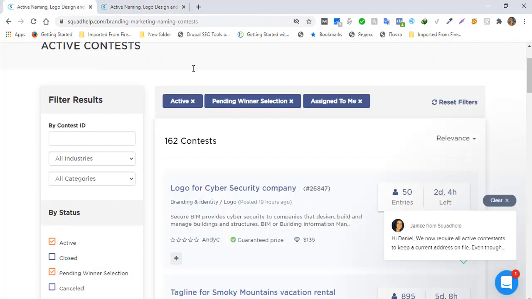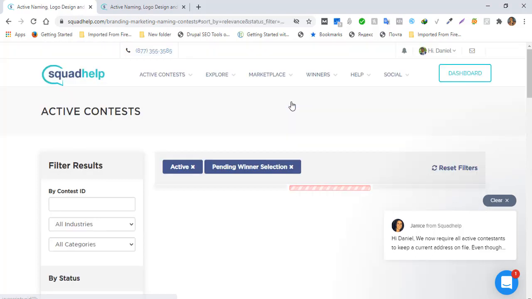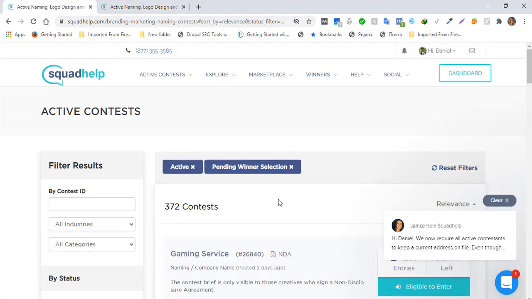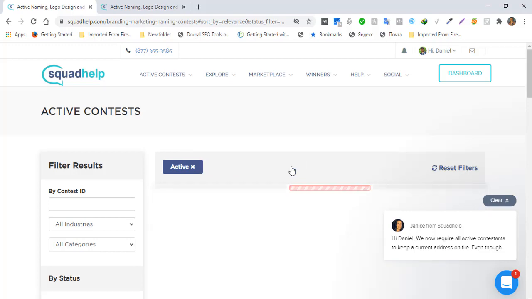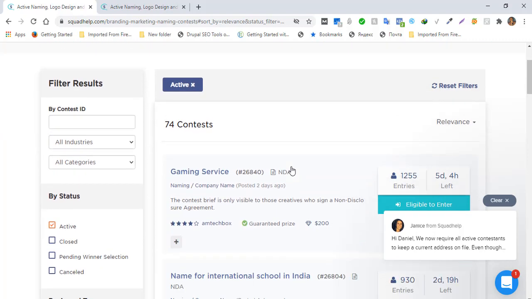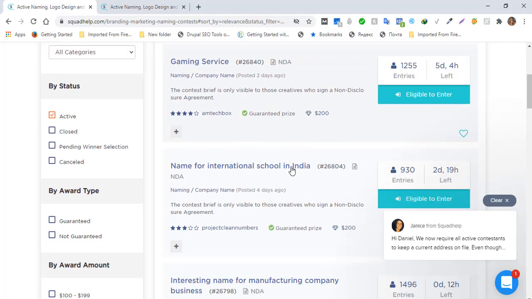So this is the initial view, just like that. The pending winner selection, you close it, and it will be removed from everything. So that's it. The one we removed was the assigned contest, which is wrong. We removed the assigned contest. This is the one you should remove, pending, and it will all go down.